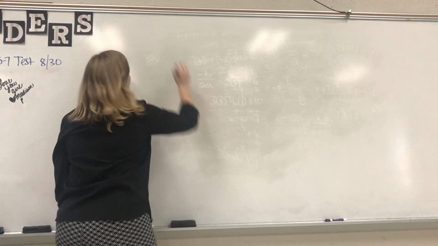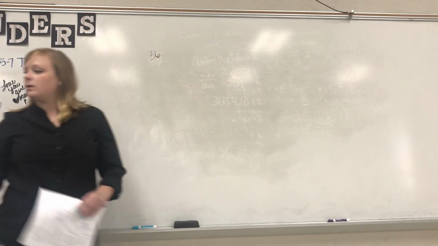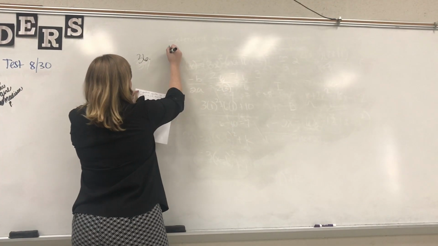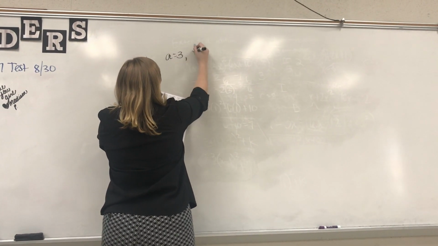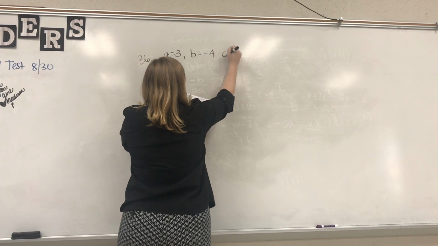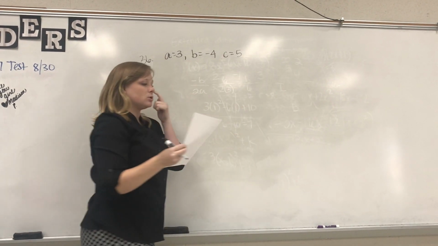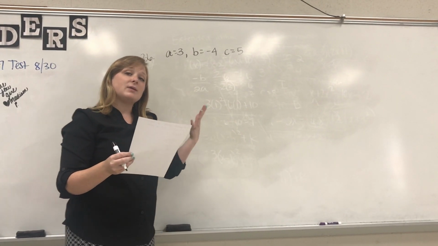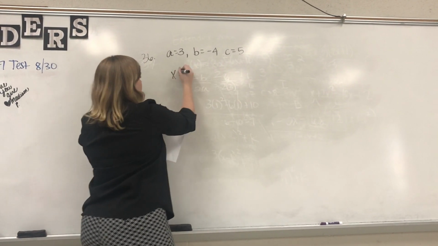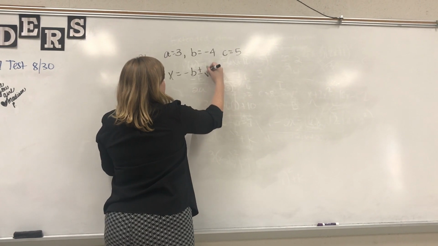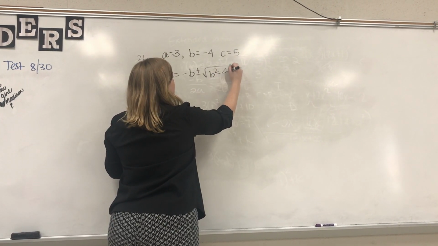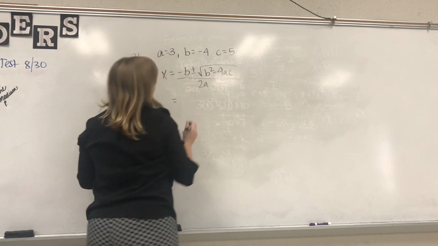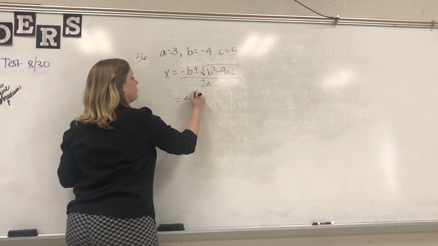All right, and the last one that we have on there that is not on your review is a quadratic formula one. A quadratic equation has the coefficients of a equals 3, b equals negative 4, and c equals 5. Find the solutions. At this point, it already gave you a, b, and c. All you have to have is the quadratic formula. x equals the opposite of b, plus or minus the square root of b squared minus 4ac, all divided by 2a. The opposite of my b is positive 4.